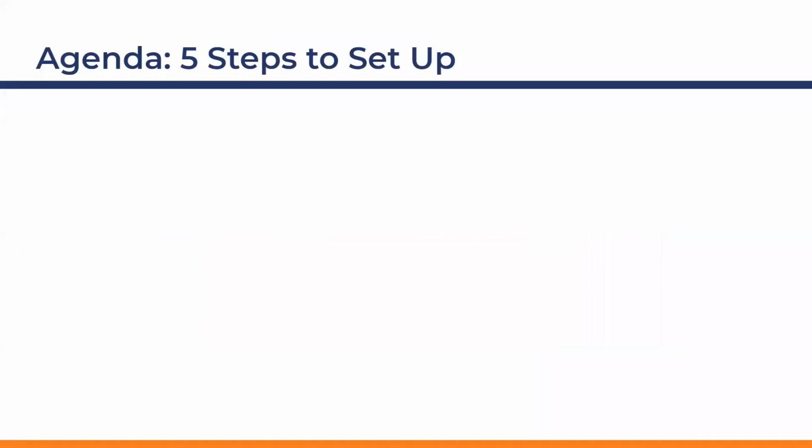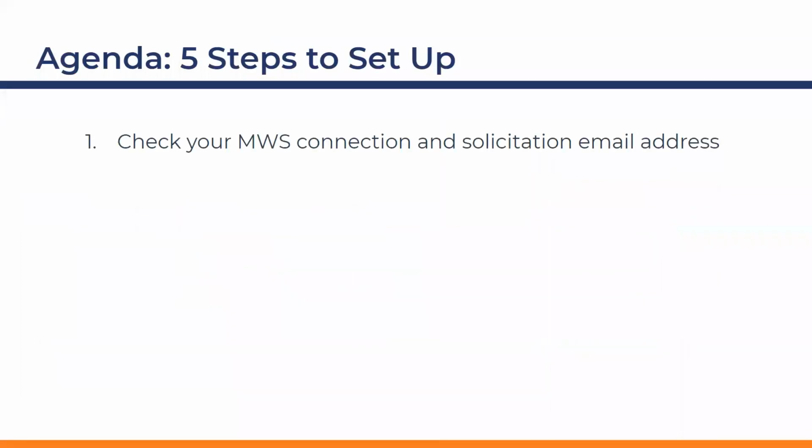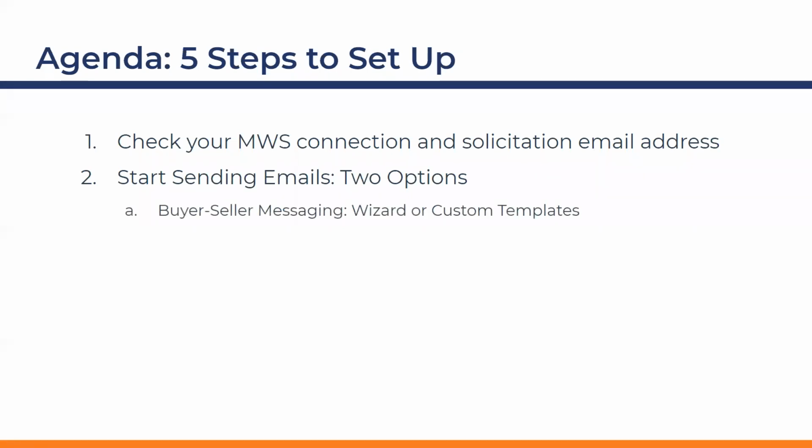So the first steps to cover will be to just double check your Amazon MWS connection and your solicitation email address. Then we'll move on to how to start sending emails. We have a couple of different options for doing that now. So we will cover the regular buyer-seller messaging route with our wizard or custom templates, and then also our new official Amazon feedback and review request.